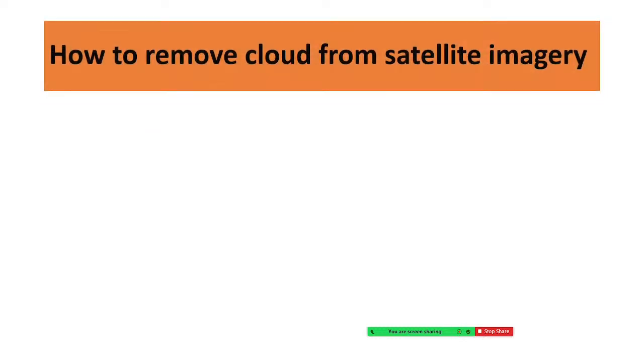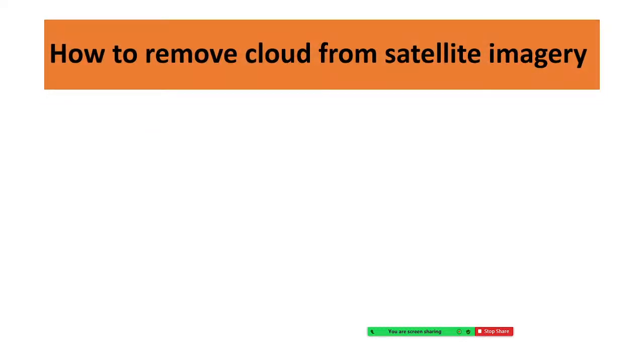Okay. So first of all, how to remove cloud from satellite imagery. Every satellite imagery, such as Landsat or Sentinel, has a band called the cloud mask band. When removing the cloud, we can use the cloud mask band to remove the cloud and haze from our satellite imagery.